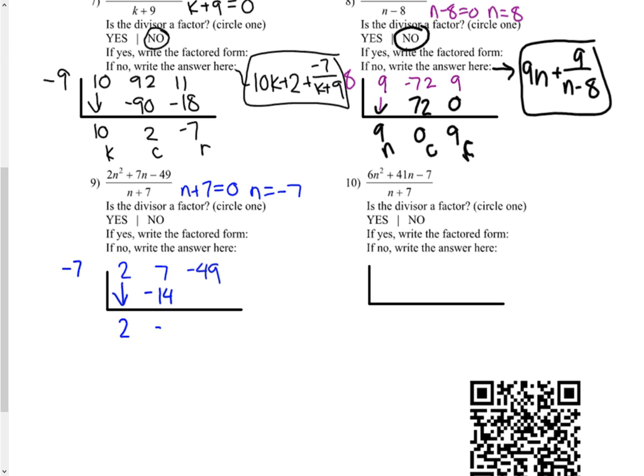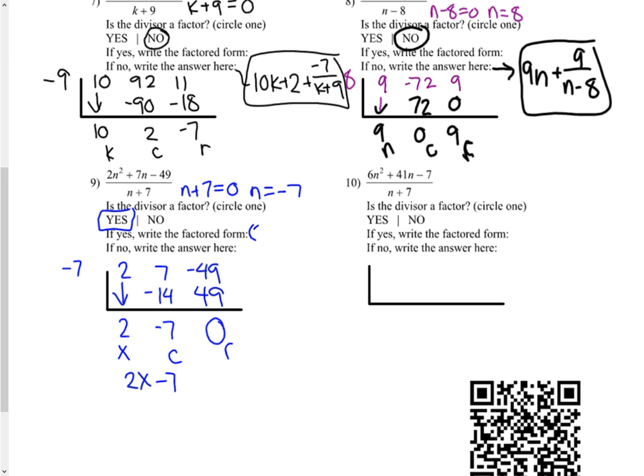Drop down your 2. 2 times negative 7 is negative 14. 7 minus 14 is a negative 7. Negative 7 times negative 7 is a positive 49. Negative 49 plus 49 is 0. We have 0, so we know the divisor is a factor, so we can write it in our factored form. This is my remainder, my constant, and my x, so that tells me I have 2x minus 7.